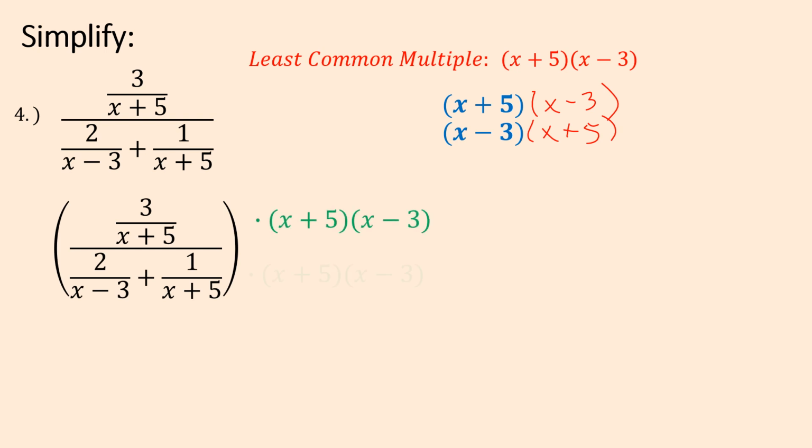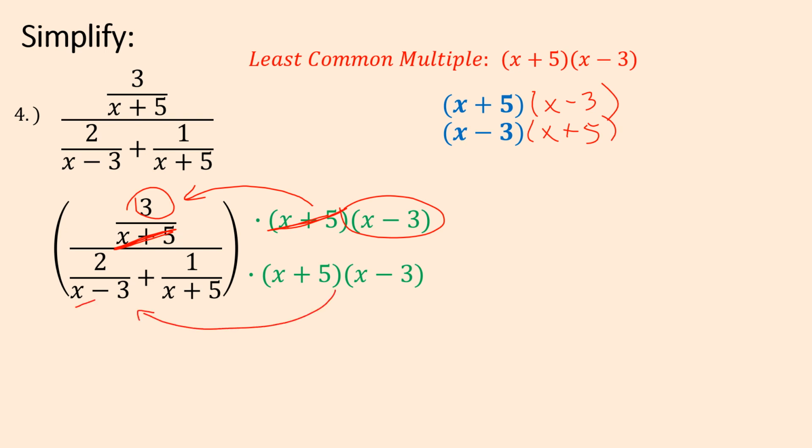That's going to go to everything in the problem here. When we multiply them, the bottom always cancels out. X plus 5 cancels. 3 times x minus 3 is left. On the bottom, we multiply it in. This time x minus 3 cancels. 2 times x plus 5 is left.